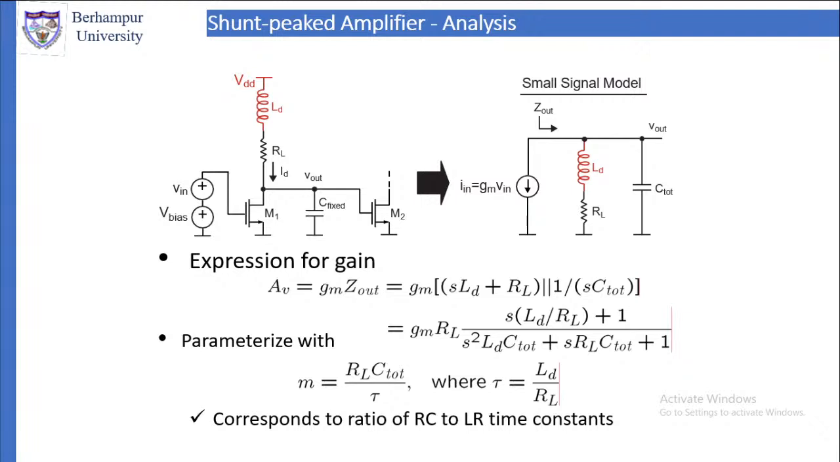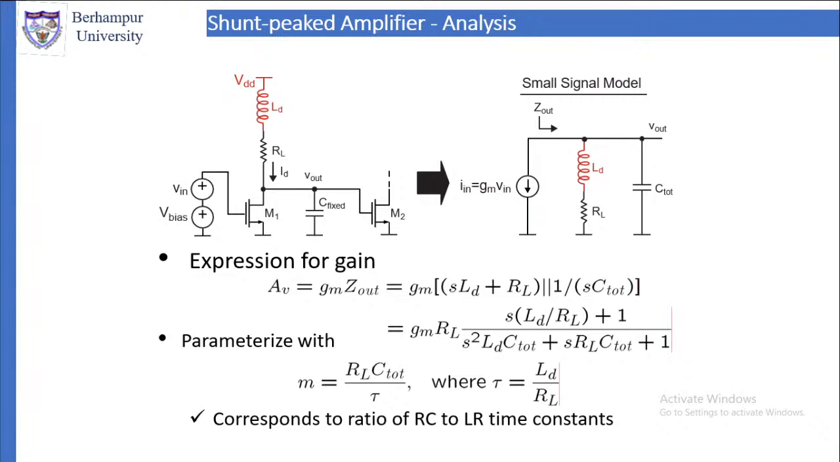Now let us use parameterization. So we will use some parameters. The first parameter is in the numerator. You can see there is a term LD by RL. So I will use a parameter tau which represents LD by RL. So for LD by RL we will use tau.